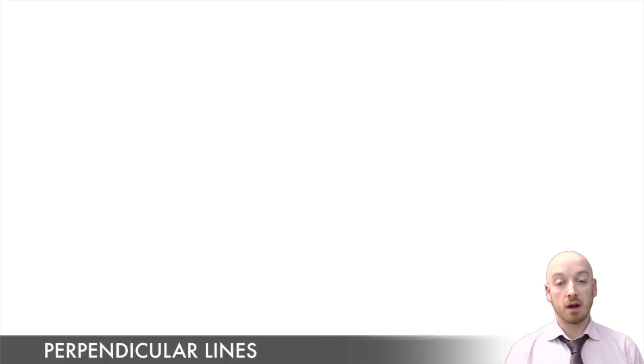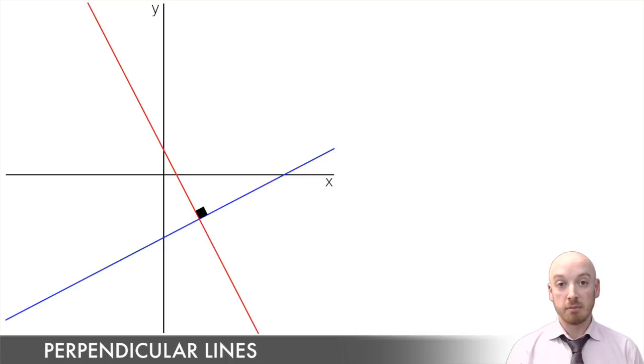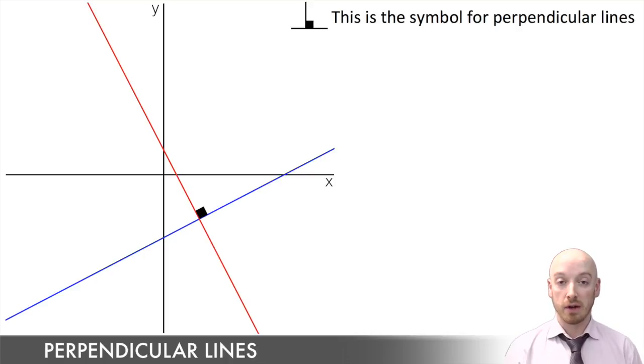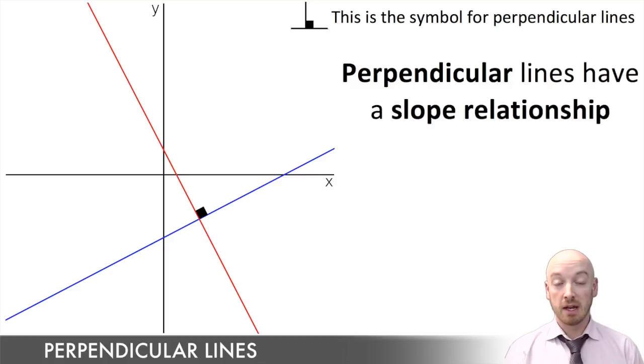All right, so when we talk about perpendicular lines, what we've learned in the past is that this means the lines cross at a right angle or a 90-degree angle. And that's all well and good, but in this course, what we need to know is that perpendicular lines are related by their slopes.